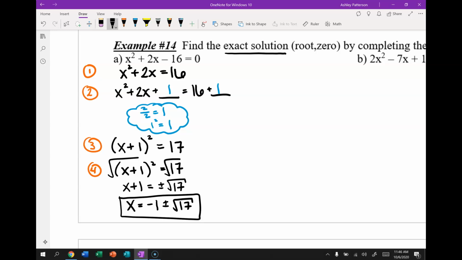Not too bad. I actually really like the process, but I know you're a math teacher. You'll like it too, don't worry. Okay.